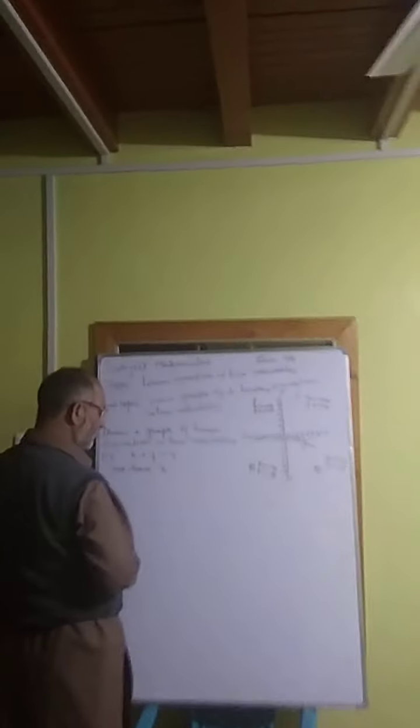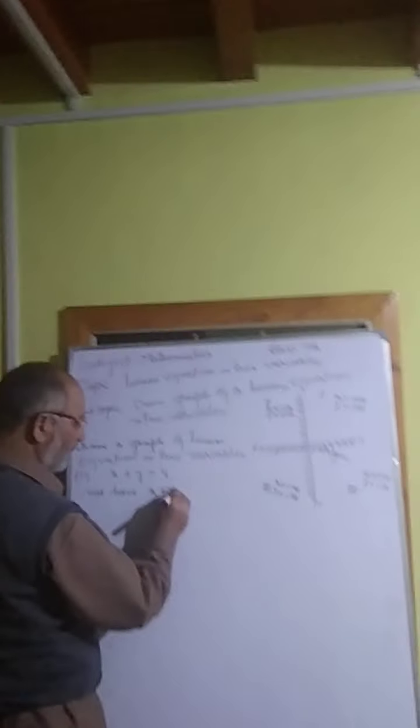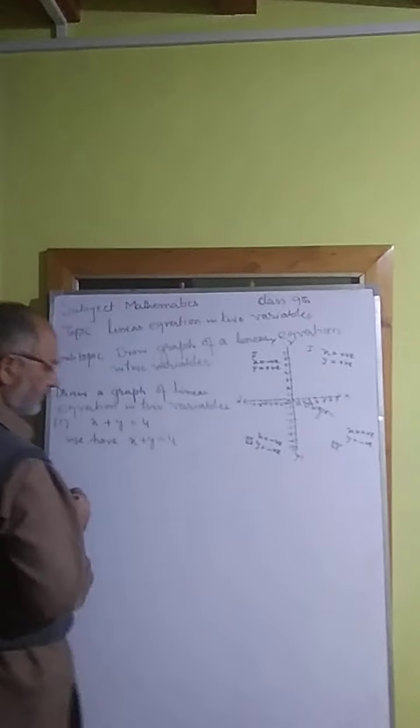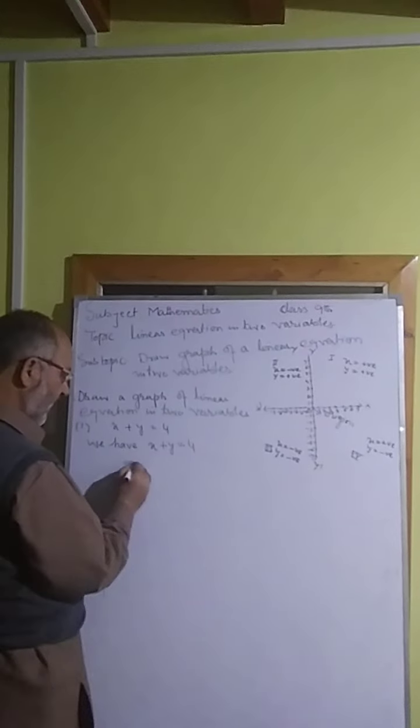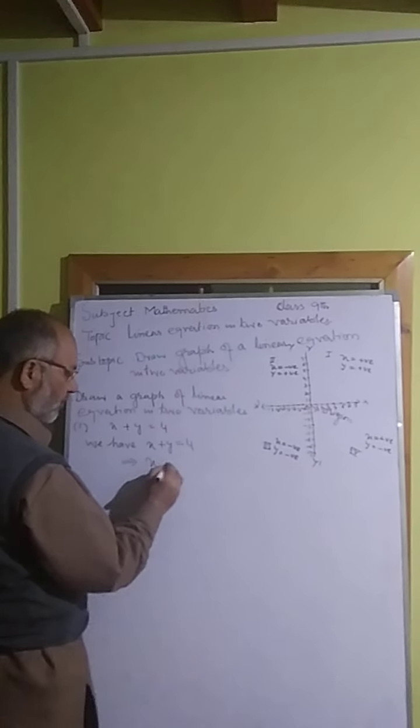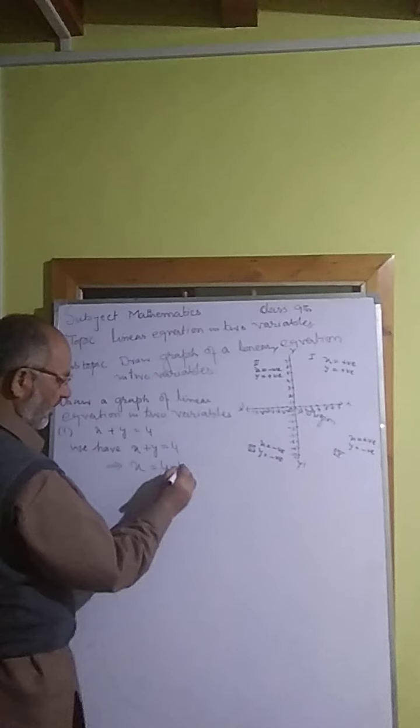We have x plus y is equal to 4, which implies that x is equal to 4 minus y.